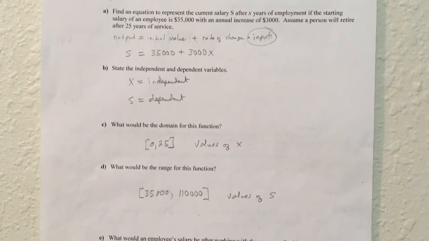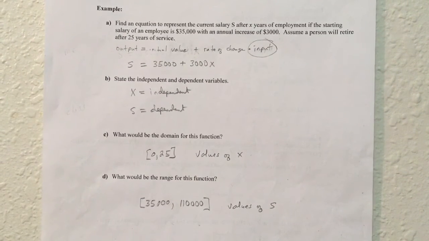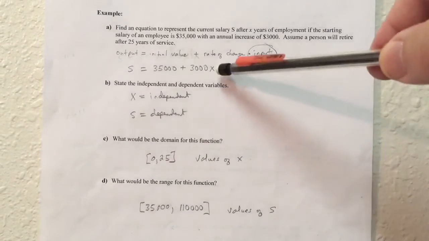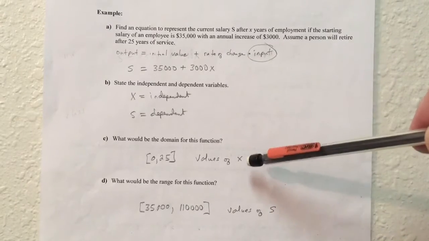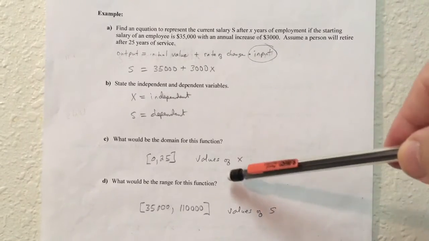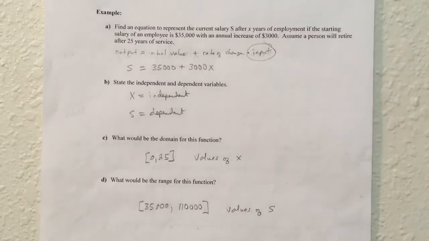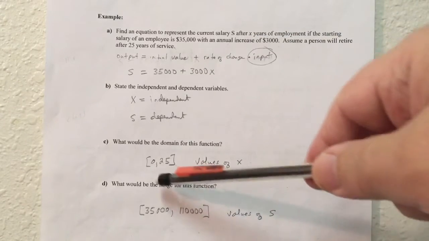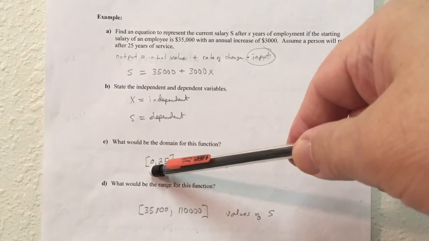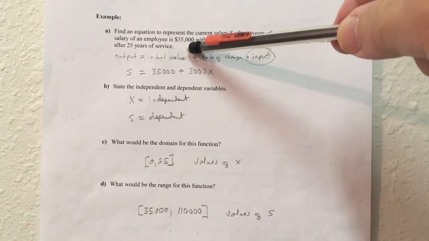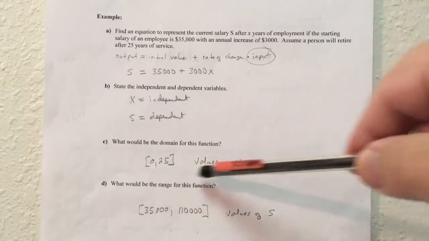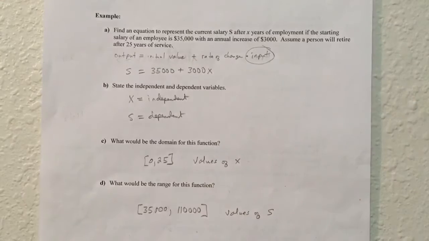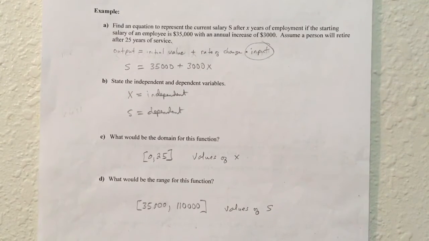In C, you're asked what would be the domain for this function. Well, the domain, right, is the values of the input variable, which is X in this case, and a person can't have a negative number of years of service, right? But a new employee has 0 years of service, so 0 is the lowest value of X, and they have to retire after 25 years of service, so 25 is the maximum value of X. And so the domain, right, is all the real numbers from 0 to 25.